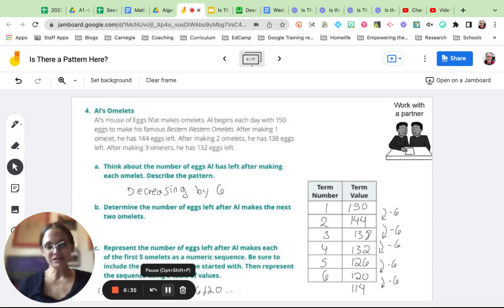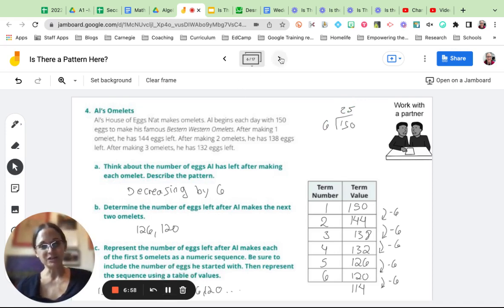Now, I asked you guys a question. Let's see, we already figured out this question as well. The question I asked you guys is, how many omelets can Al make? Well, that's actually pretty easy. Just divide 150 by 6, and that's the number of omelets Al can make. Al can make 25 omelets. That's not in the book, though. That's just a Mrs. Johnson question.